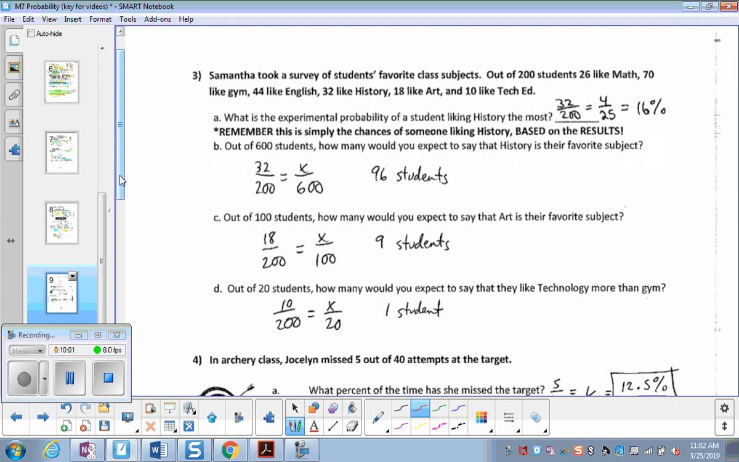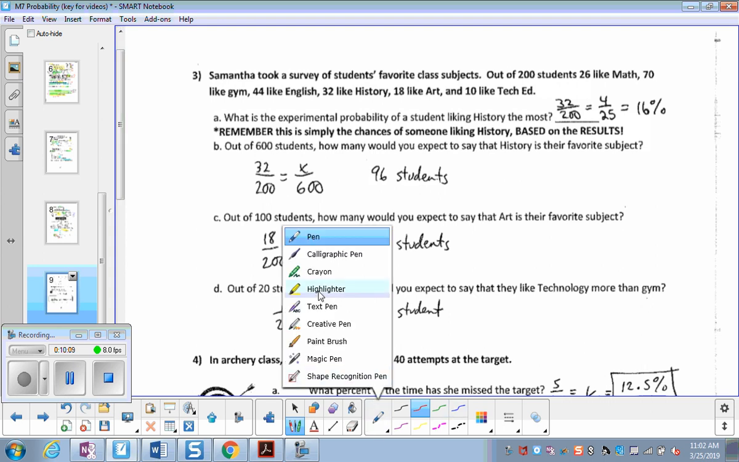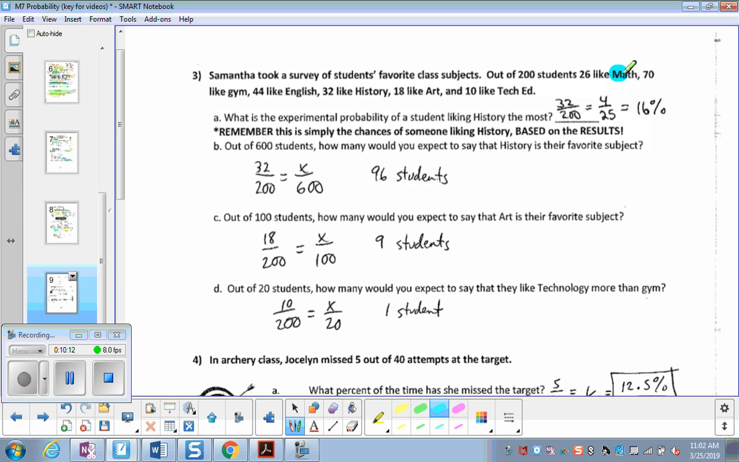So now we have a new scenario where Samantha took a survey of students' favorite class subjects. And in the survey, it looks like she's got the following subjects. Okay, she's got math, gym, English, history, art, and tech ed. So she's got 1, 2, 3, 4, 5, 6 different classes in her survey.